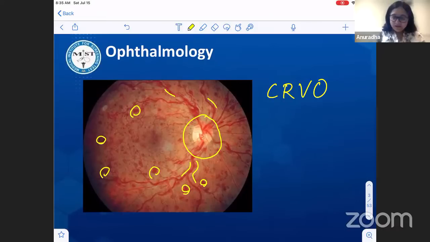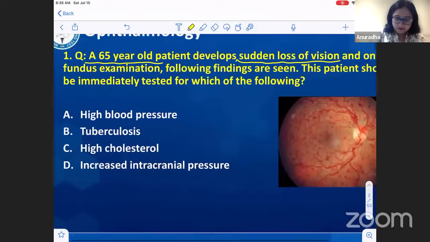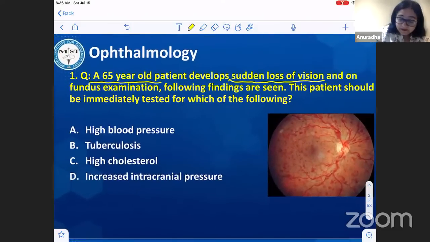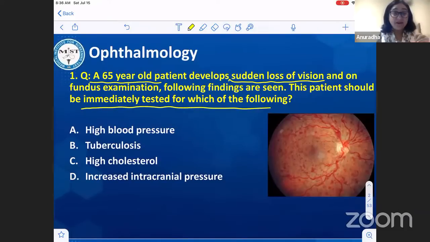Okay, so the diagnosis is done. Now come to the question, what the examiner is asking. The question is, this patient should be immediately tested for which of the following? Choices are high blood pressure, tuberculosis, high cholesterol, increased intracranial pressure. So they are asking you to identify the risk factor for central retinal vein occlusion among these choices.